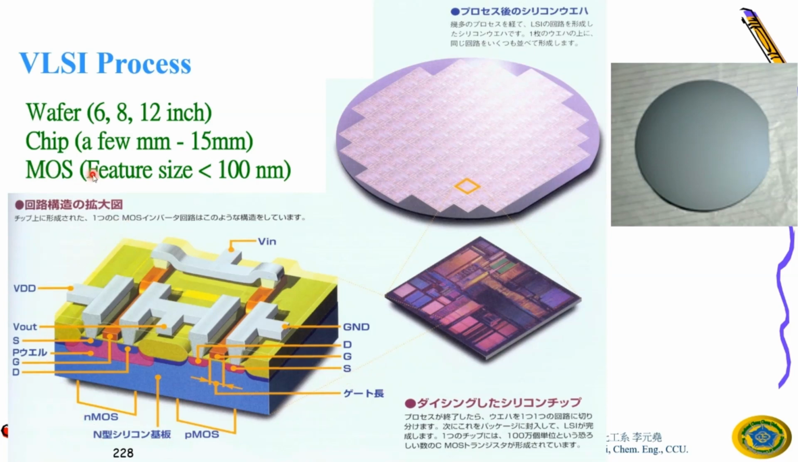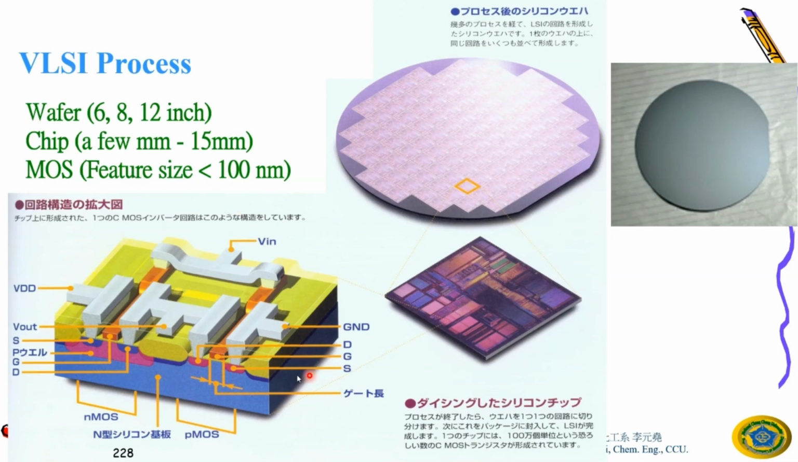This is called MOS. MOS stands for metal oxide semiconductor. The feature size is less than 100 nanometer. And now the more advanced technology is about what? 3 nanometer in TSMC, right? And we are going to go to 2 nanometer. And after that is 1.4 nanometer. Very exciting. Okay, so this is the MOS.